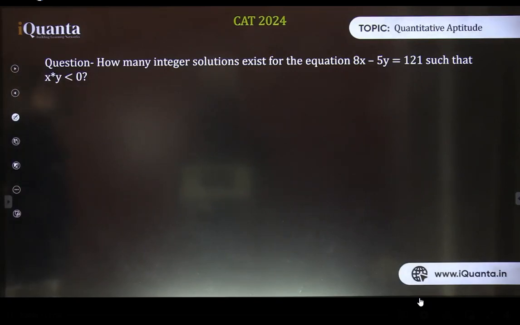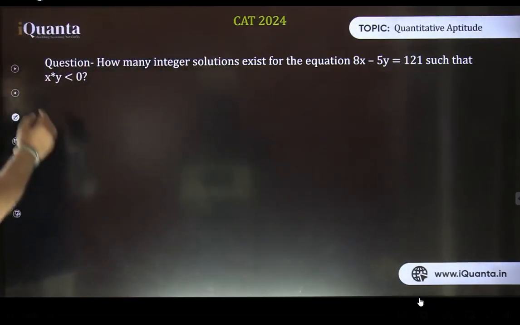How many integer solutions exist for the equation 8x minus 5y is 121 such that x into y is less than 0?